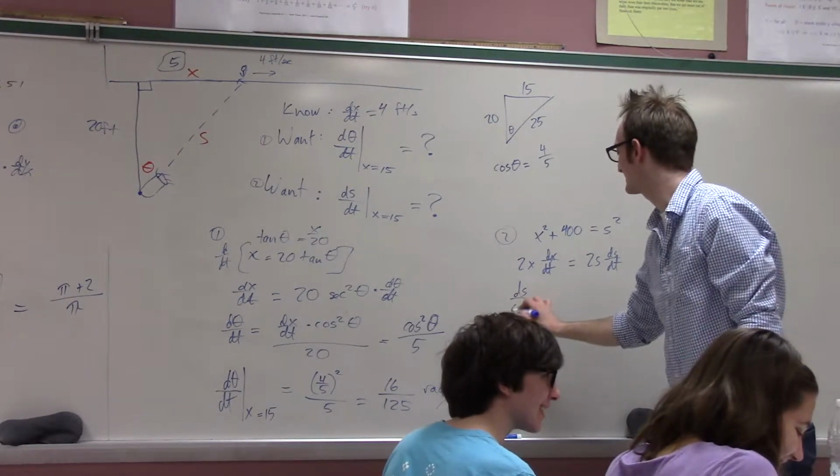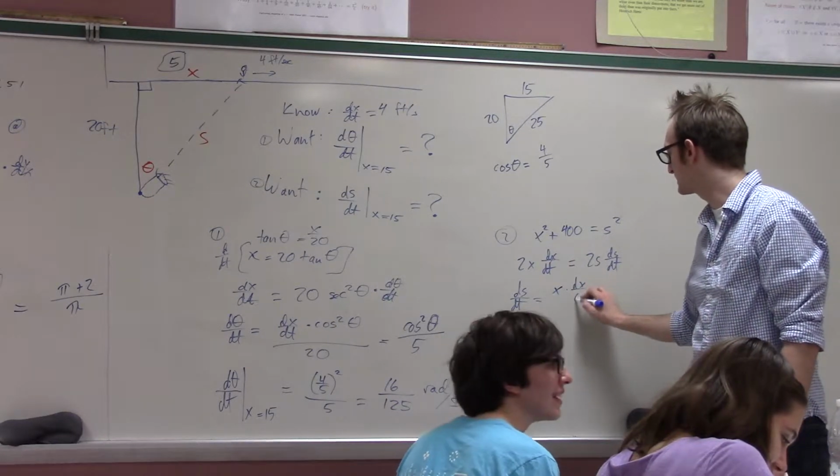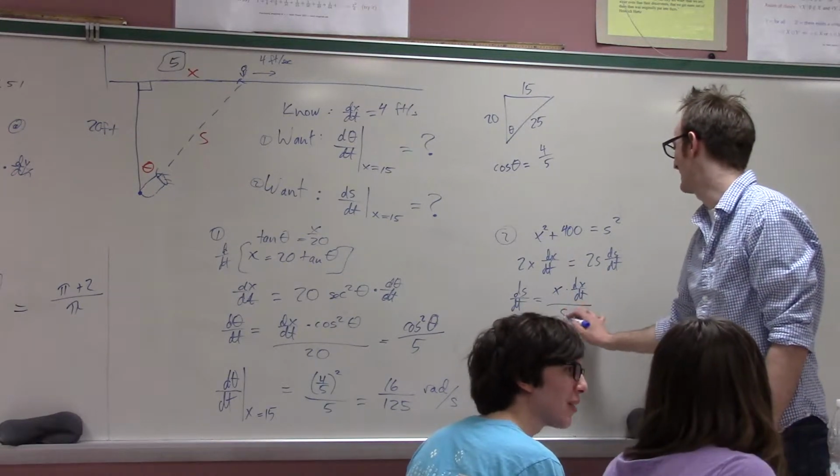Okay, what is ds dt? ds dt is x dx dt over s.